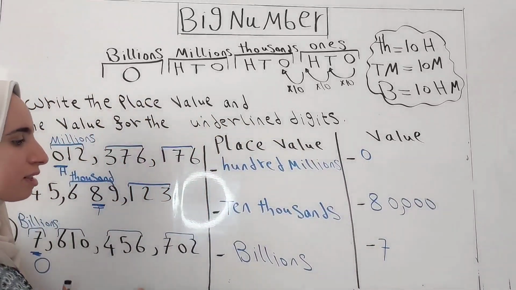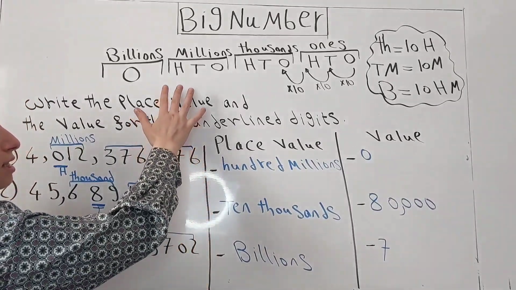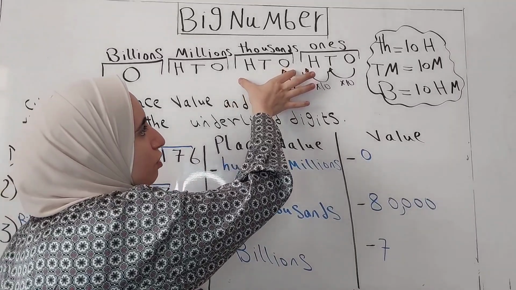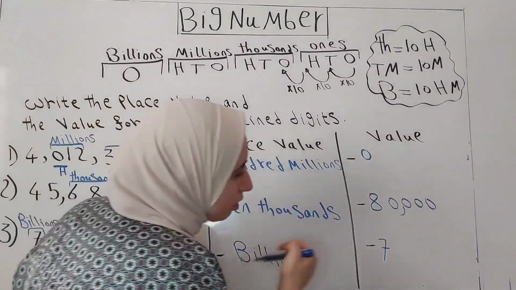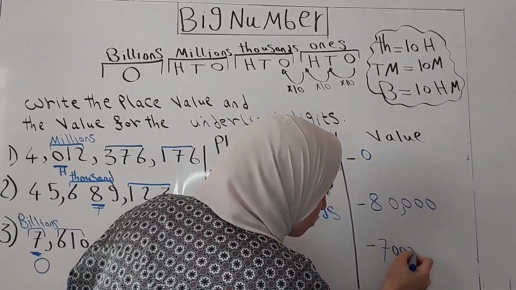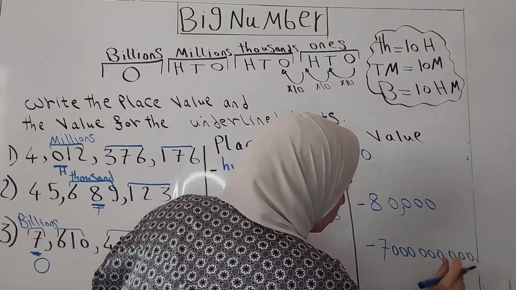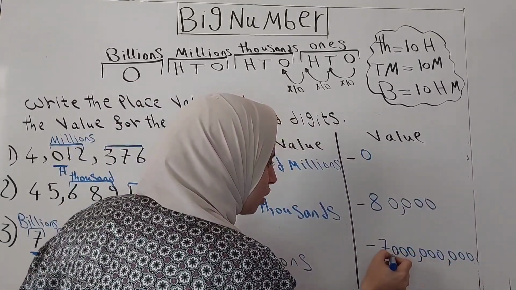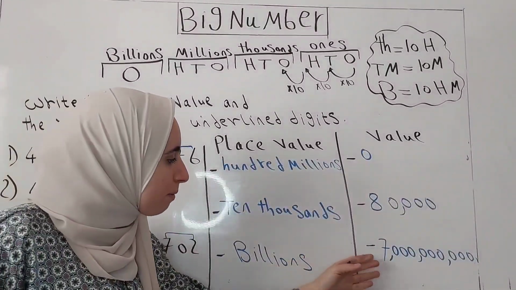And billions has how many zeros? Let's count with me. 3 zeros for millions, 3 zeros for thousands, and 3 zeros for ones. It will be 9: 1, 2, 3, 4, 5, 6, 7, 8, 9. Use commas to separate each 3-digit period from the right going to the left. It will be 7 billion.